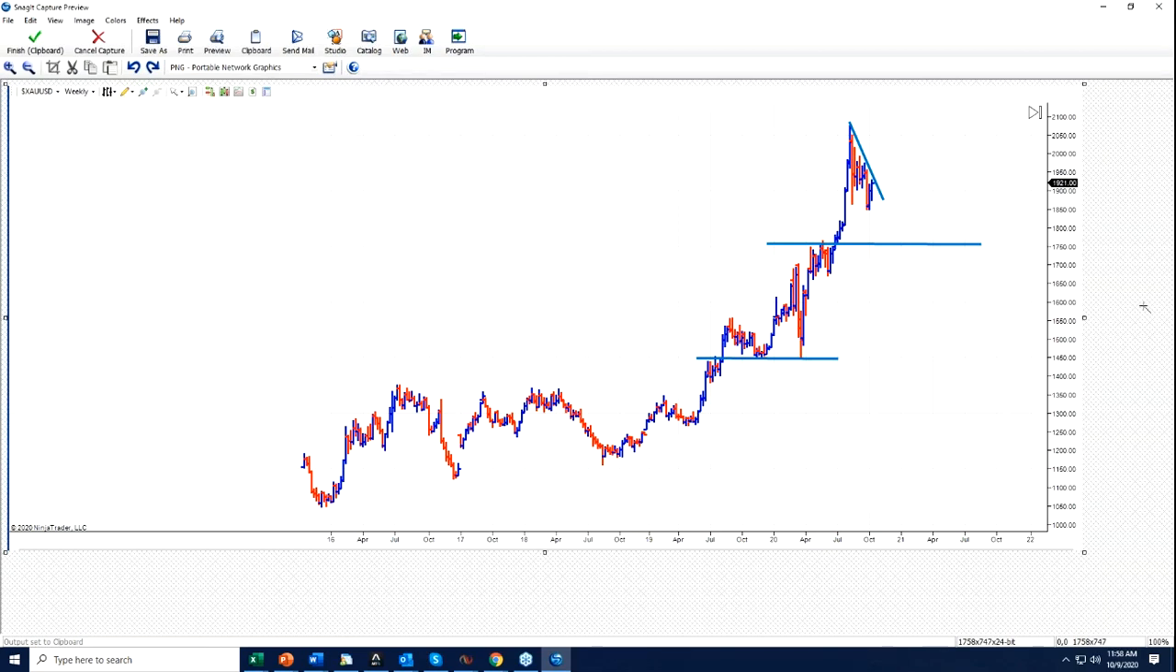So Gert says, is gold forming a cup and handle on the monthly?